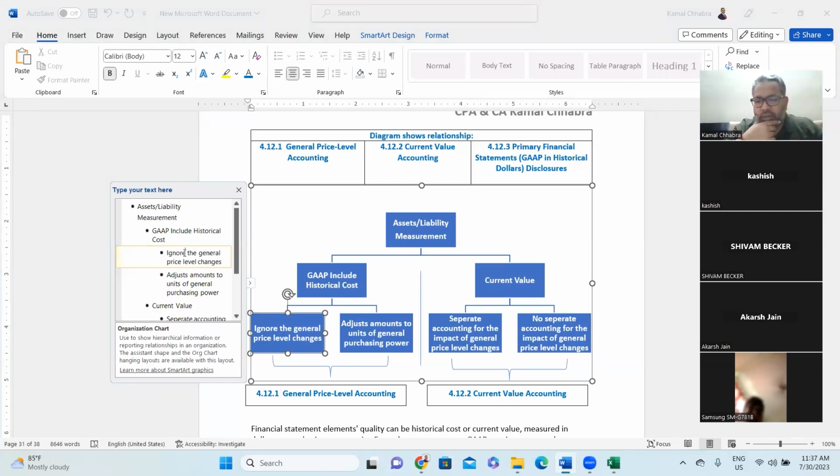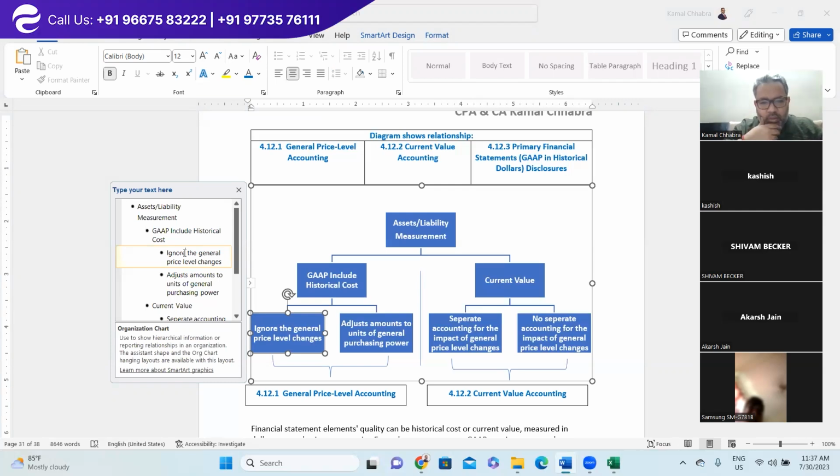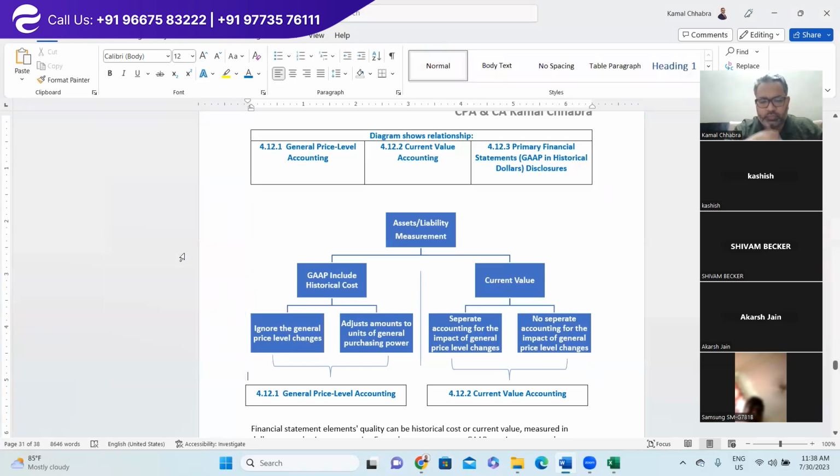Once again. So GAAP includes historical costs, ignoring the general price level change, or adjusts the amount to the unit of general purchasing power. So you can choose either of these two. एग्जैक्टली, ऑप्शन है ना। Yes.